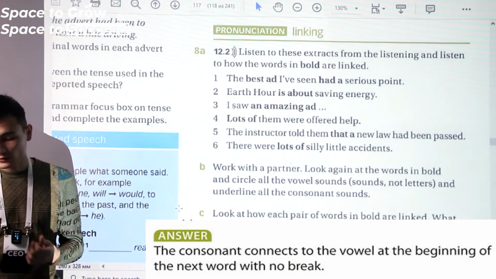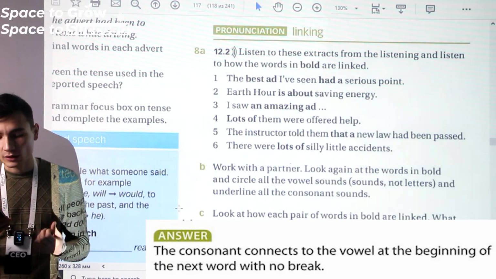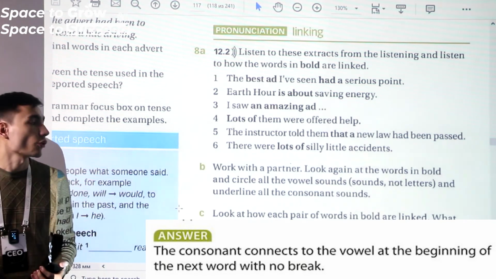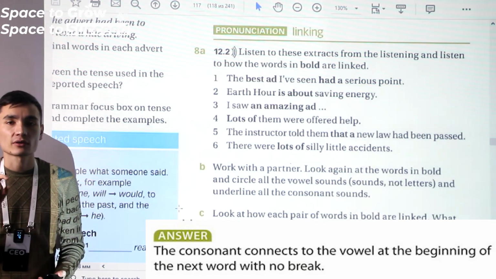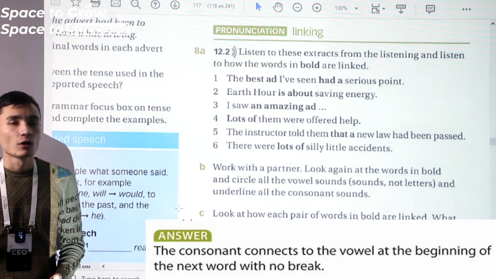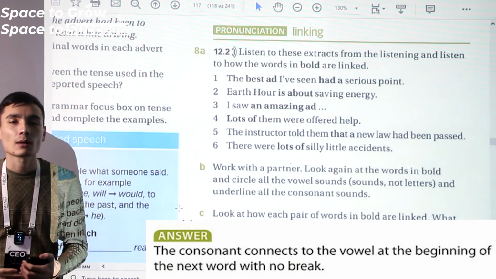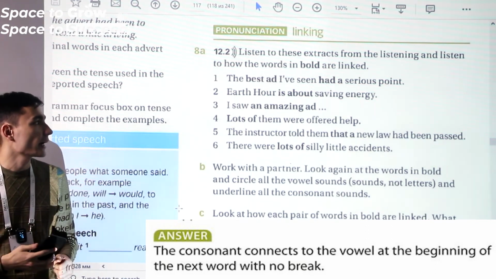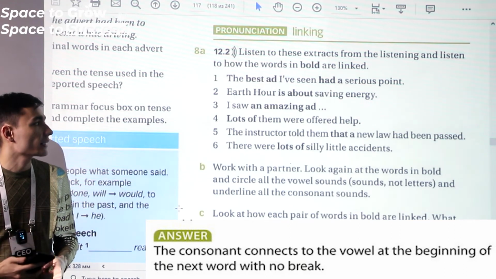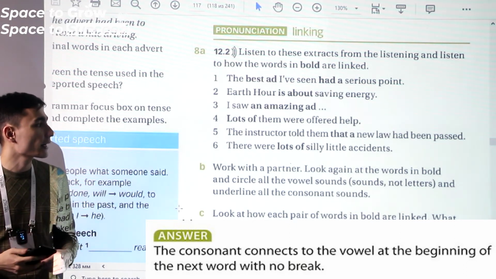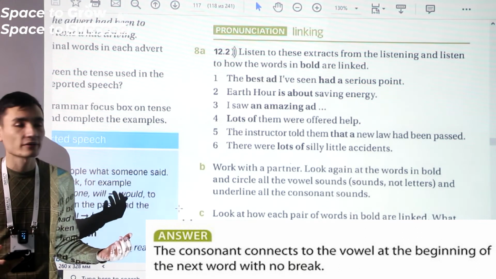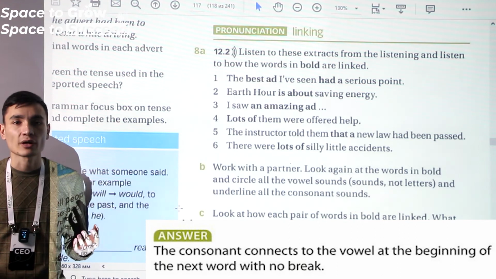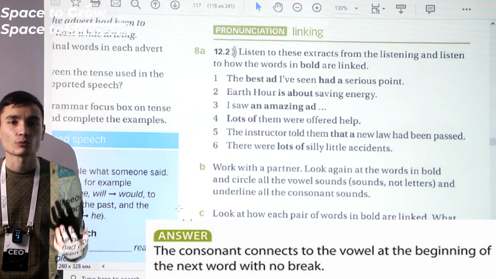And as you see, the answer is the consonant connects to the vowel at the beginning of the next word with no break. As you see, they get pronounced as one word. So the word that finishes with a consonant and the word that starts with a vowel become one word. They get pronounced like one word. For example, the best ad, had a, is about, an amazing ad, lots of. As you see, if you listen to them, they sound like one word, but in grammar, in practice, they are different separate words.